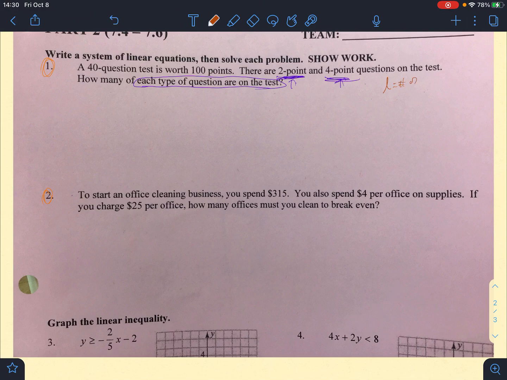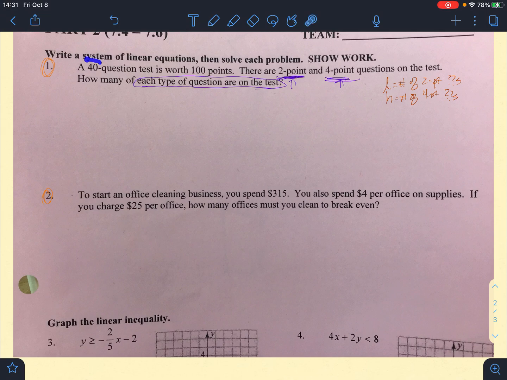L is the number of 2-point questions. H will be the number of 4-point questions. How do I know to make that our key? Because we're always going to have two variables and two equations. For a system of equations, we need more than one equation. And there will be two unknowns, always, in the ones we're practicing. And it's basically asking: how many types of questions are there? How many of each type? So how many lows, 2 pointers, and how many highs, 4 pointers? So how will this work?